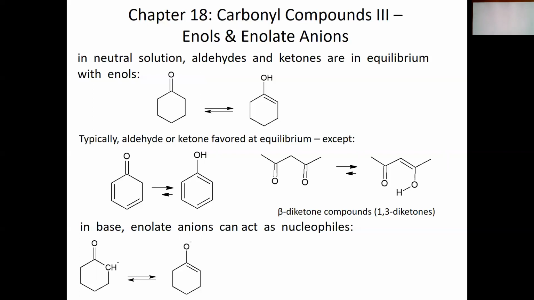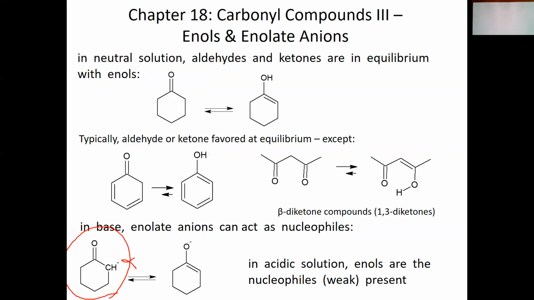We're going to classify these reaction types as alpha carbon reactions. Why? Because in this carbanion version, it's the alpha carbon that has a negative charge. It's the alpha carbon that's going to act as a nucleophile to attack things. In acidic solution, enols are going to attack things, but what position is going to attack? The alpha carbon.